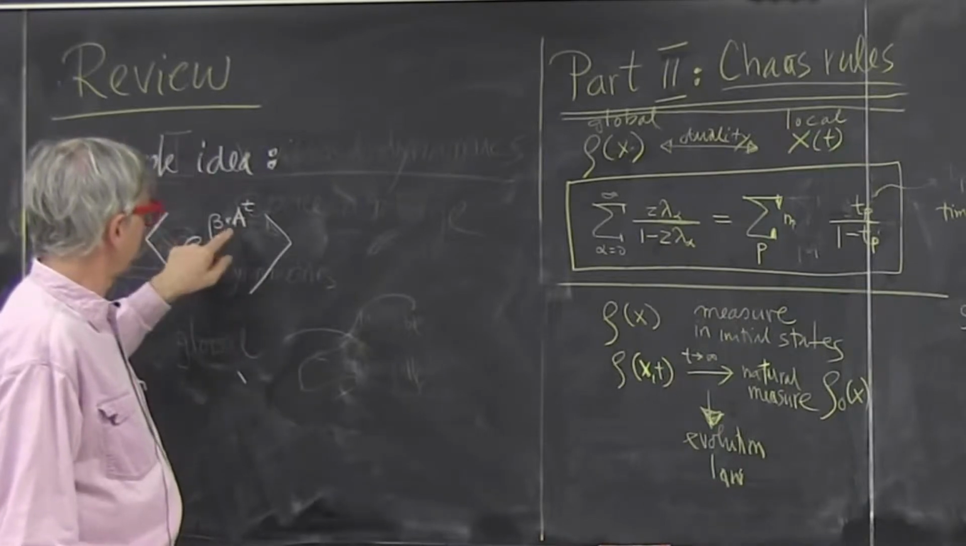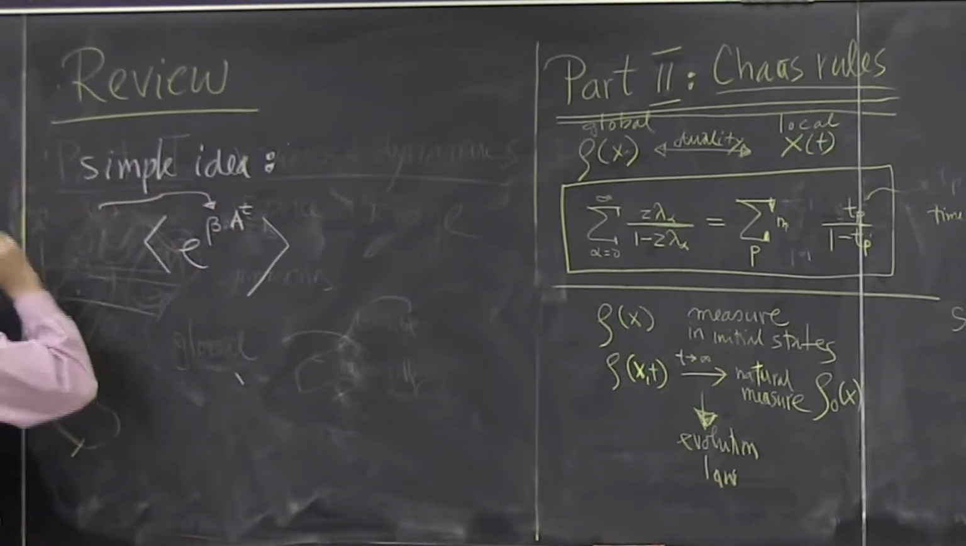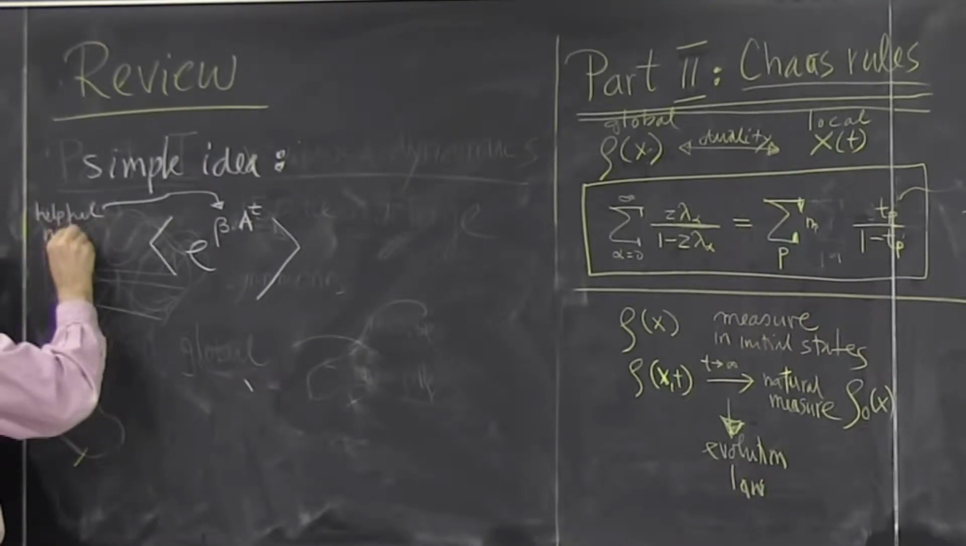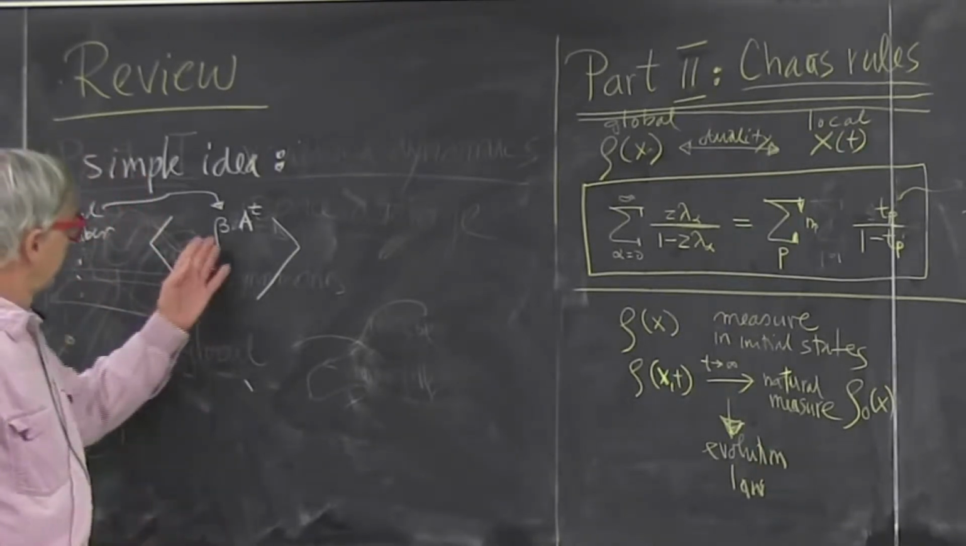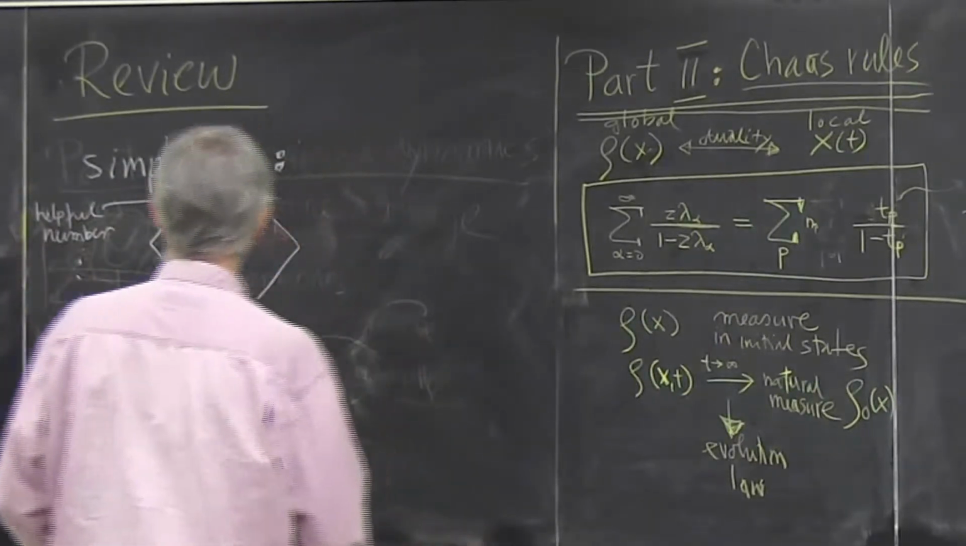Now, the real reason why we do this is that beta is a helpful number of no physical meaning. Sometimes you call it inverse temperature, etc. But this will be some parameter which we'll use in our manipulation, then get rid of it.